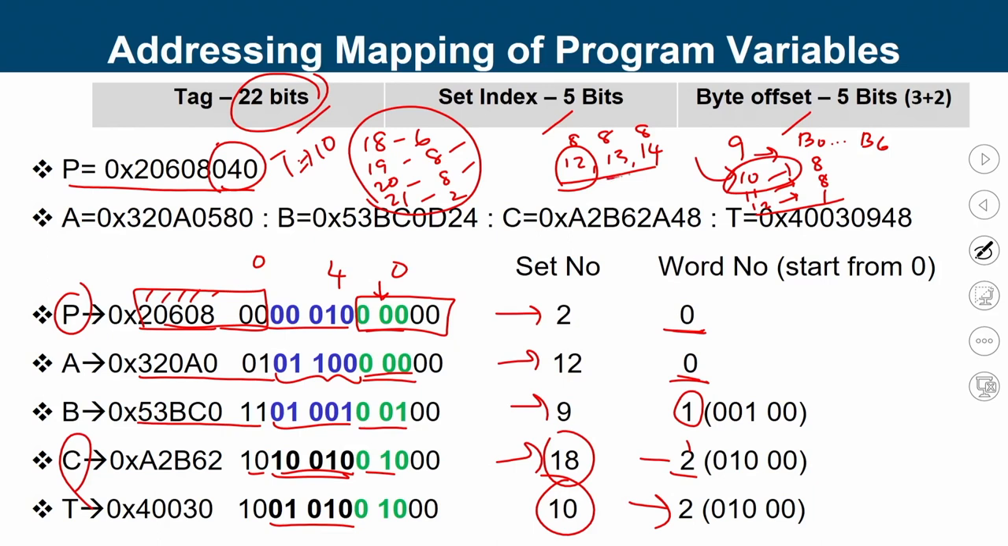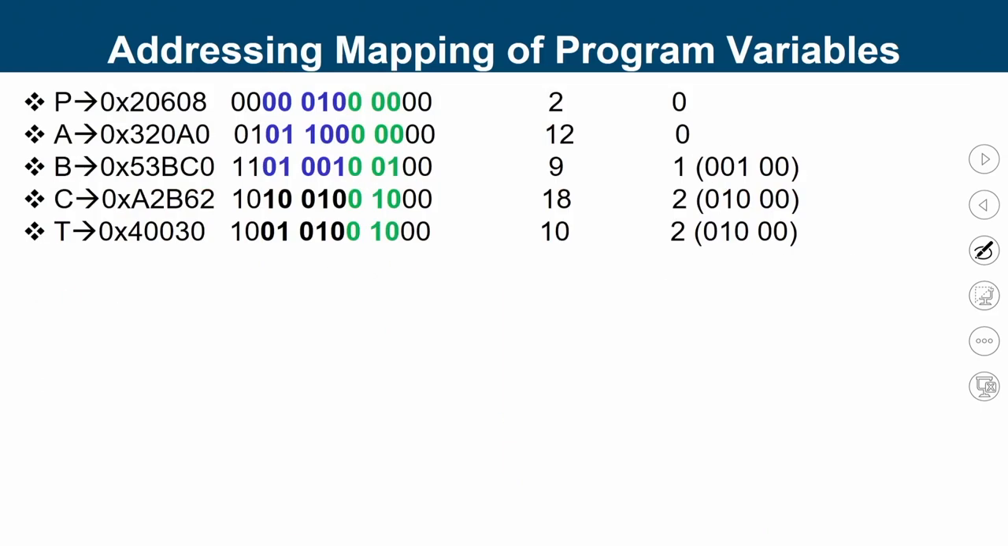The contents of A, residing in set number 13 and 14, do not have any problem. The contents of B, which reside in set number 10, have a problem with T. So every time I access T and B, there are some issues. With this split up, we are able to know the places in which they are going to be located in the cache.